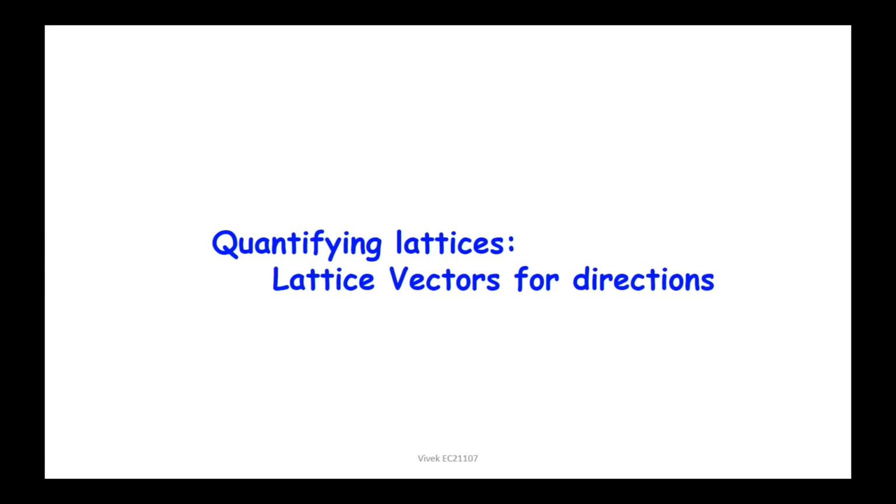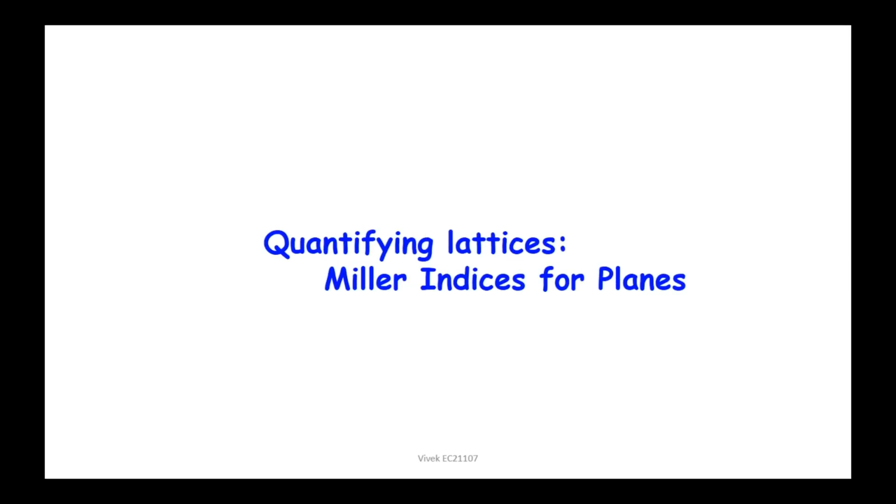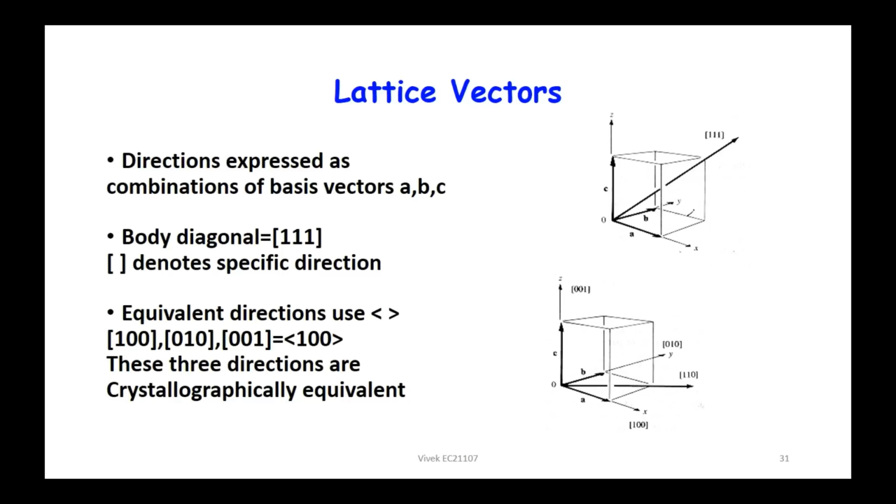Now let us discuss the lattice vectors for directions and the planes. Now let us discuss quantifying lattices. The thing that is used to quantify lattices is called lattice or basis vectors, and there is a concept of Miller indices that are used to describe planes and their directions.